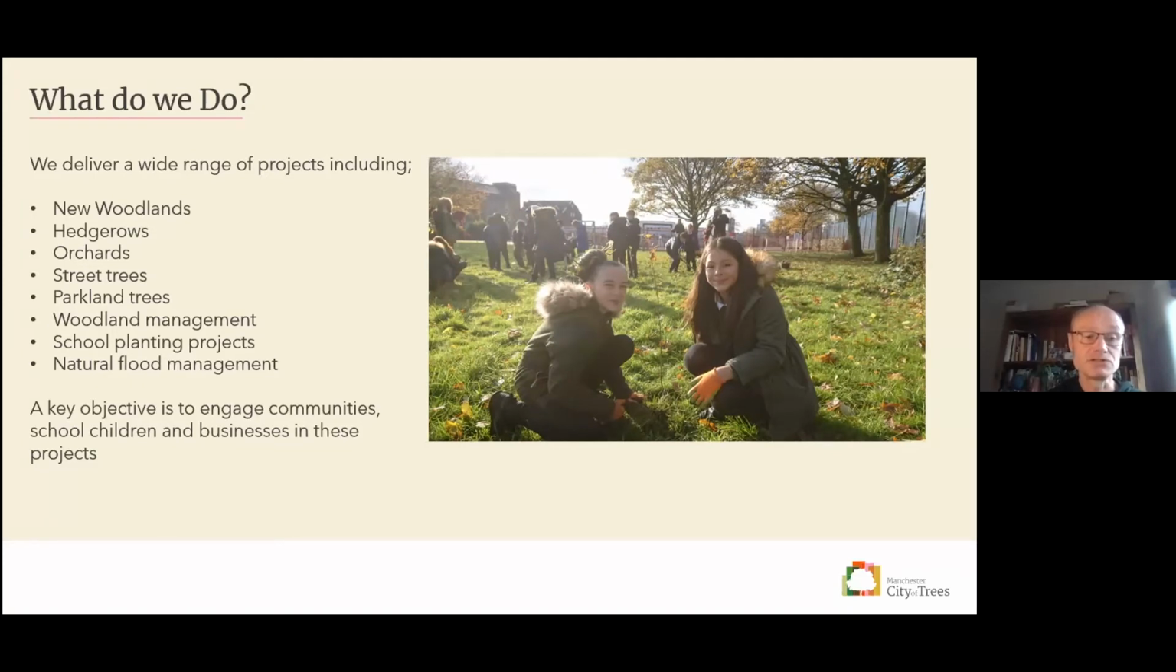We do lots of planting projects in schools. It's really important that we engage young people because they are the ones that are hopefully going to get us out of this climate emergency mess that we're currently in. So we're looking to them to have the skills to make sure that we have the woodlands for the future. And also we deliver projects that have natural flood management benefits associated as well.